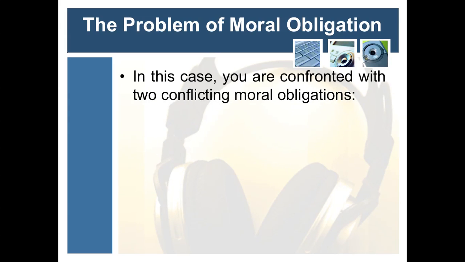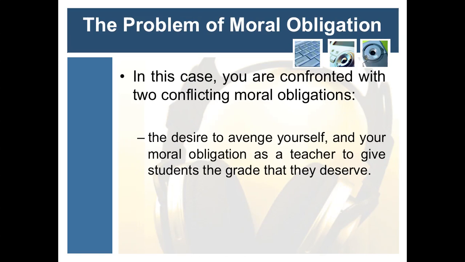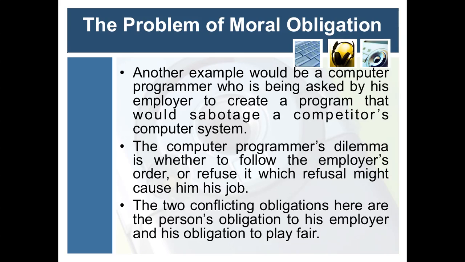In this case, you are confronted with two conflicting moral obligations. First, the desire to avenge yourself, and second, your moral obligation as a teacher to give students the grade that they deserve. Another example would be a computer programmer who is being asked by his employer to create a program that would sabotage a competitor's computer system. The computer programmer's dilemma is whether to follow the employer's order or refuse it, which refusal might cost him his job. The two conflicting obligations here are the person's obligation to his employer and his obligation to play fair.